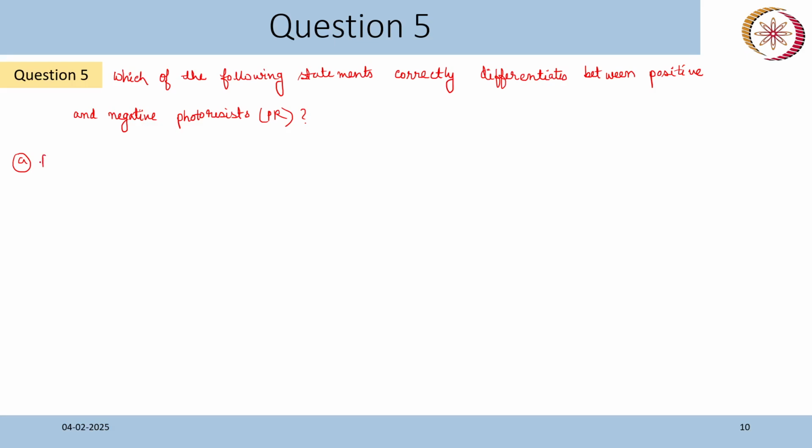First option is positive photoresist becomes insoluble when exposed to UV light, while negative photoresist becomes soluble.